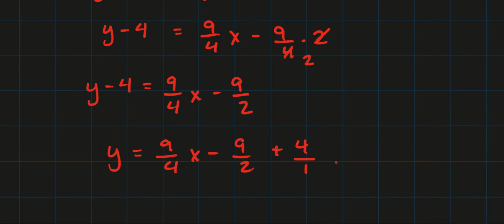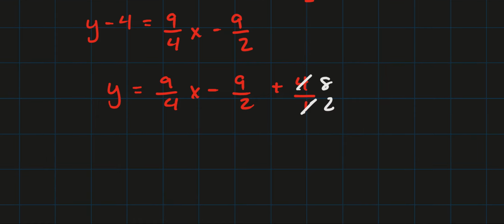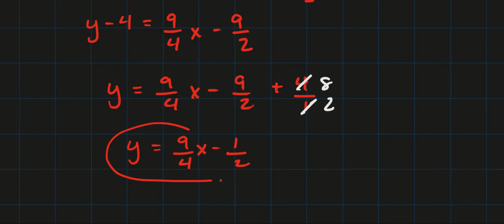Which is the same thing as 4/1. I'm going to make this 8/2, so I can add these fractions, and I'm left with y is equal to 9/4 x minus 1/2. And that's the equation of the perpendicular line.